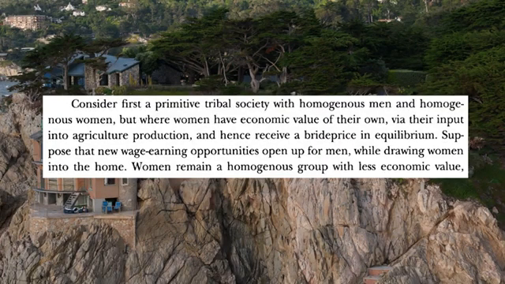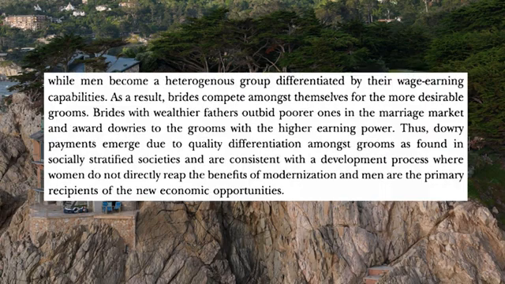Consider first a primitive tribal society with homogeneous men and homogeneous women, but where women have economic value of their own via their input into agriculture production, and hence receive a bride price in equilibrium. Suppose that new wage earning opportunities open up for men while drawing women into the home. Women remain a homogeneous group with less economic value, while men become a heterogeneous group differentiated by their wage earning capabilities. As a result, brides compete amongst themselves for the more desirable grooms.